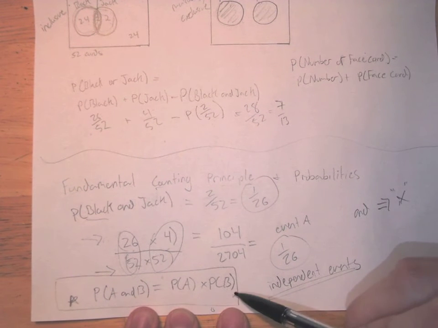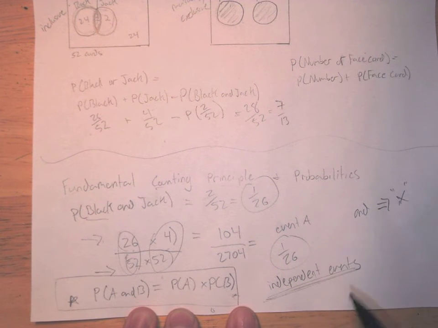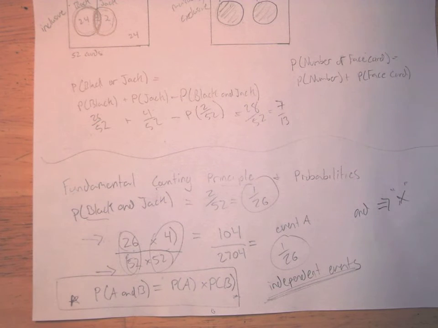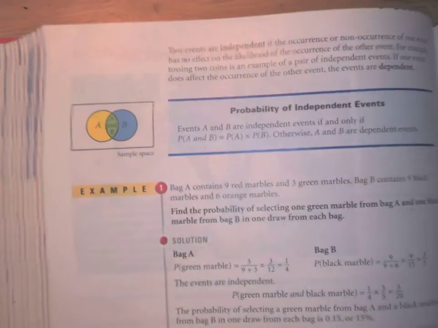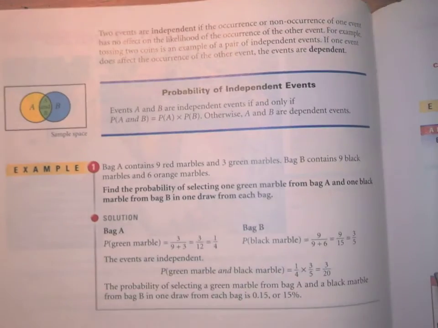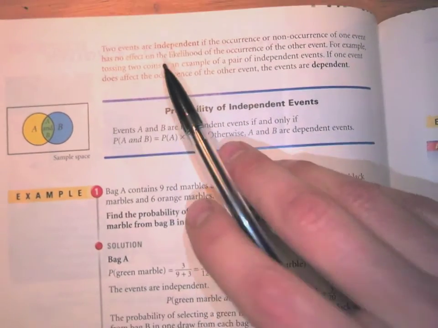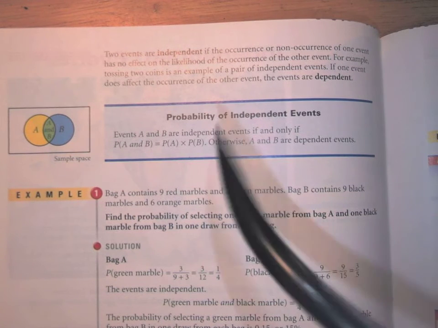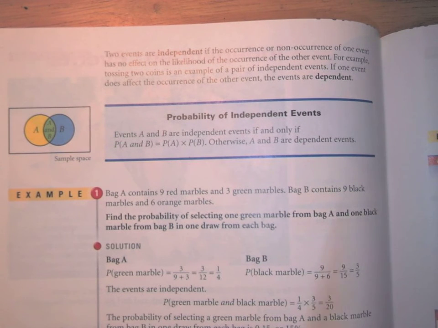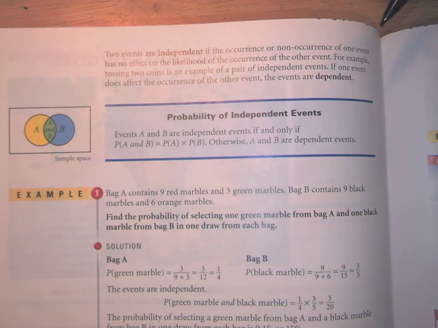Okay, so this is only true when the events are independent. In other words, one event doesn't affect the other one, or the outcome of one event doesn't affect the other one. Okay, so let's jump into the book really quick. This is on page 660 at the very top, and this is really important here. Two events are independent if the occurrence or non-occurrence of one event has no effect on the likelihood of the occurrence of the other event. Meaning one event doesn't affect the other one.